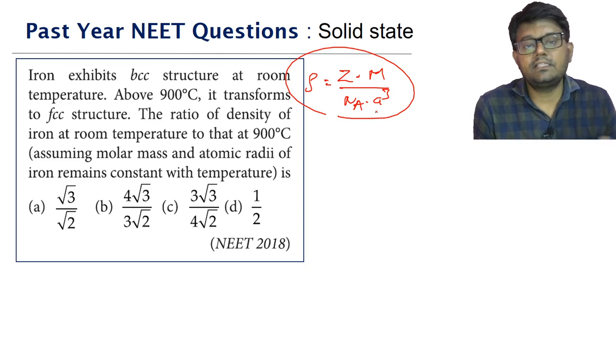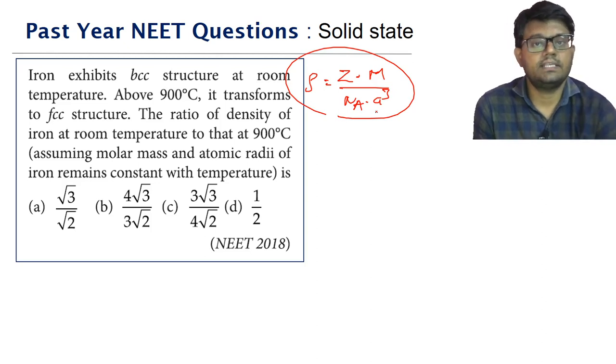Look at this. Iron exhibits BCC. BCC structure means what? Body centered cubic structure at room temperature. At 900 degrees centigrade, it transforms into FCC structure. Means when the temperature is changing to 900, it is transforming into what? FCC kind of a structure. The ratio of density of iron at room temperature to that at 900 degrees. So we need to find the ratio of the densities, assuming that the molar mass and atomic radius of iron remain constant.